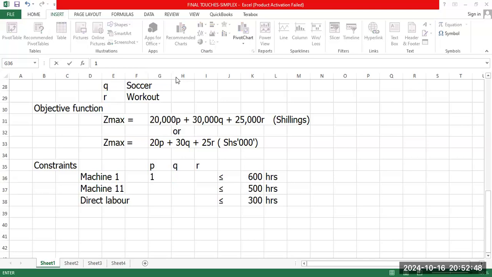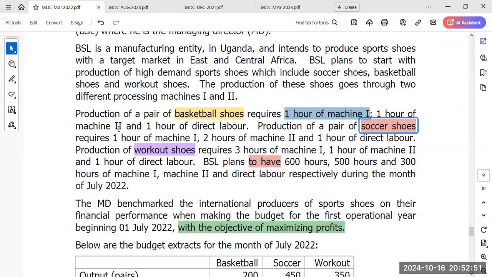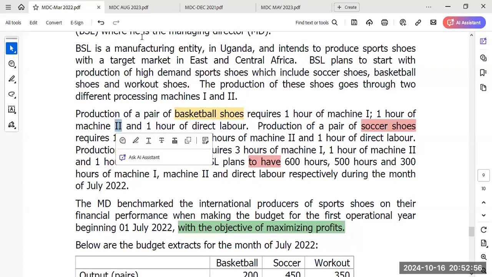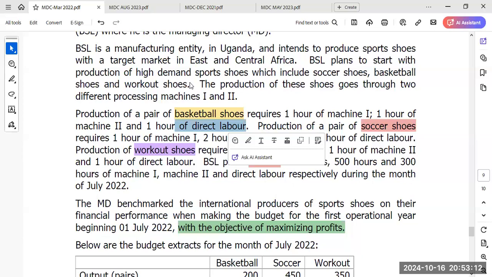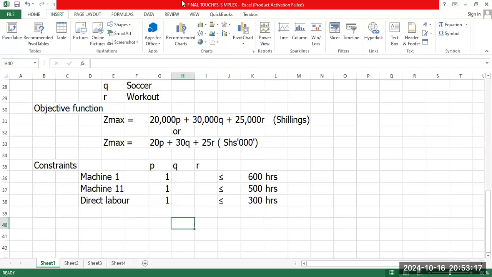Then what else? They are telling us 1 hour of machine 2. Still basketball shoes, so this is the column for basketballs. I put here 1. Then next, they are telling us what? 1 hour of direct labor. So I also put here 1. Okay. Next, we are done with the basketball shoes.